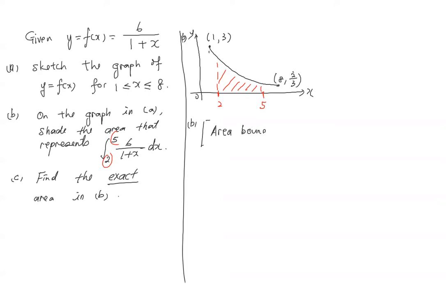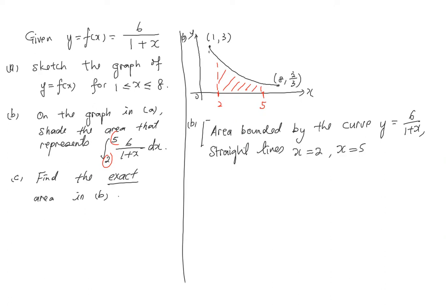It is the area bounded by the curve y equal to 6 over 1 plus x, straight lines x equal to 2, x equal to 5, and the x-axis. So this is an interpretation of this definite integral. Okay, part C.